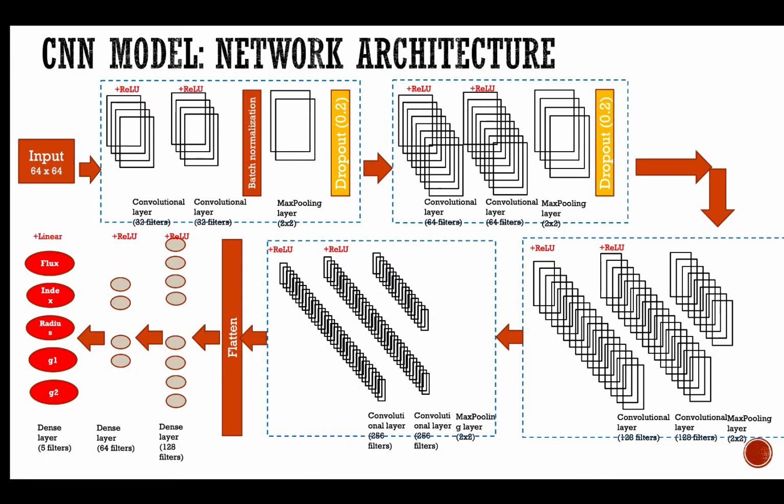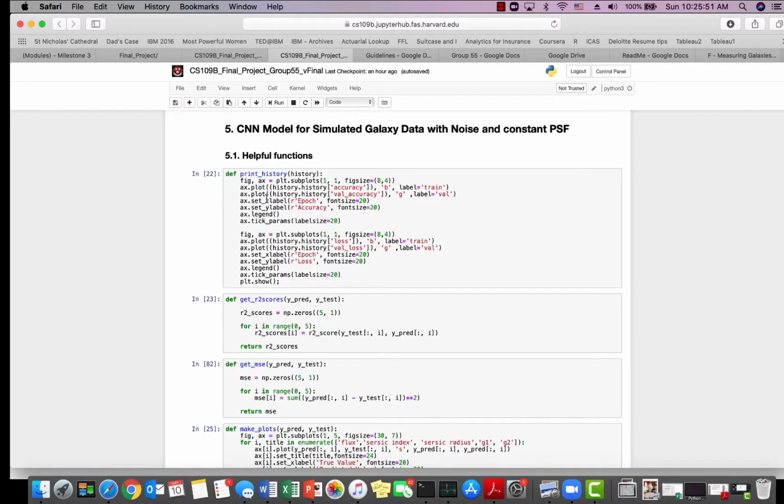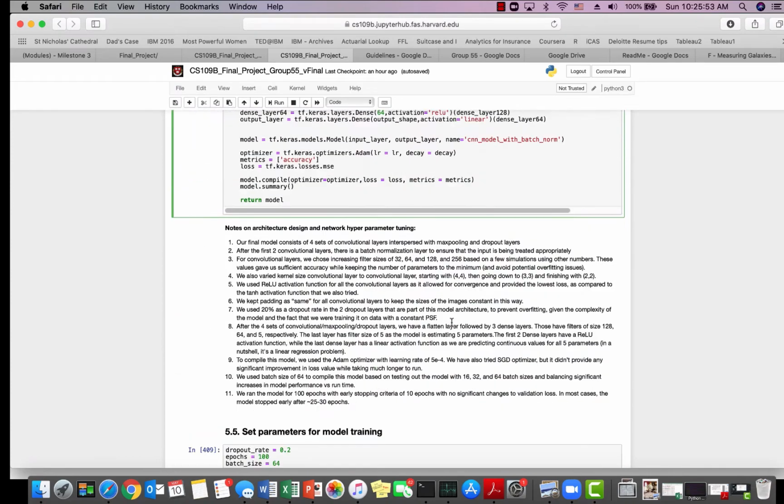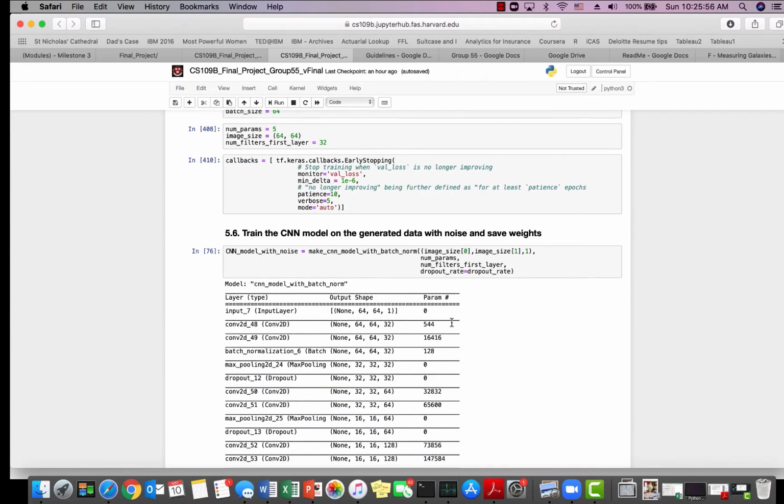Our inputs were 64 by 64 galaxy images with noise that were fed into four groupings of convolutional, max pooling, and dropout layers. In the first grouping, we also had a batch normalization layer to ensure all our inputs were normalized. Our convolutional layers grew from 32 filters in the first grouping to 64, then 128, and then 256 filters in the last grouping. After that, we flattened the image and applied three dense layers, culminating in a dense layer with five filters to predict the five parameters.